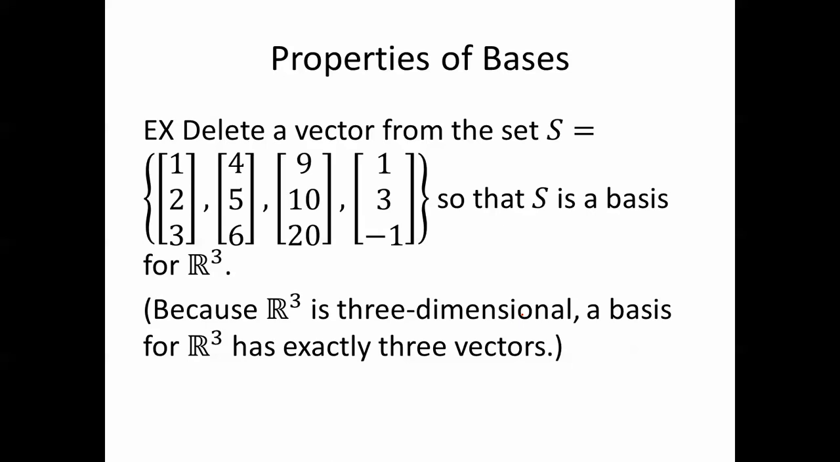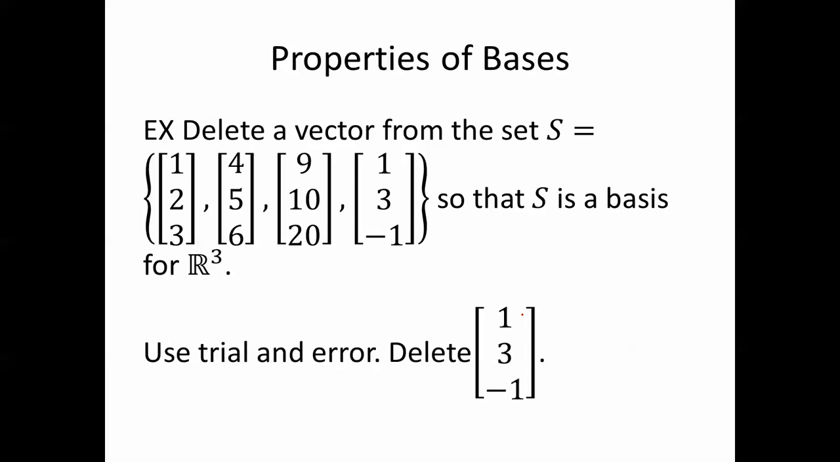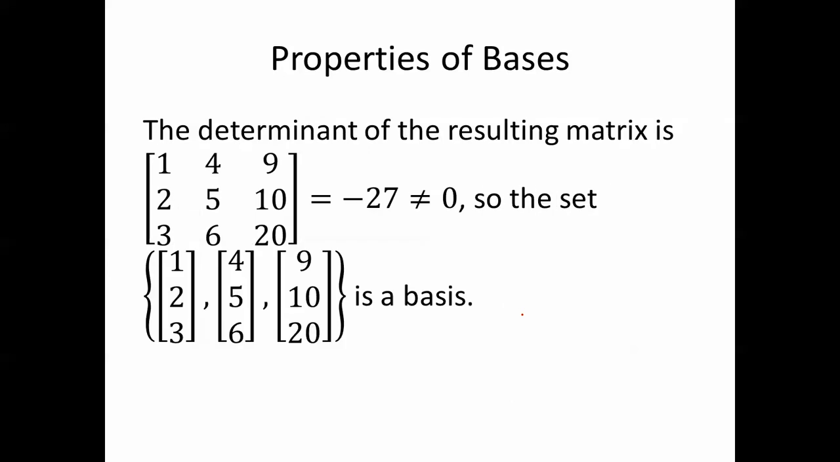Now delete a vector from the set S equals {(1, 2, 3), (4, 5, 6), (9, 10, 20), (1, 3, -1)} so that S is a basis for R3. Again, because R3 is three-dimensional, a basis for R3 has exactly 3 vectors. You can't have 4 vectors in a basis for three-dimensional space. That would be crazy. Use trial and error. Just delete (1, 3, -1). Okay, the determinant of the resulting matrix, again, there should be determinant bars here, is going to be -27, which is not 0. So the set is a basis.